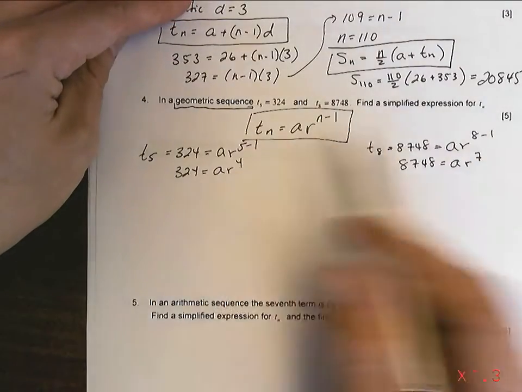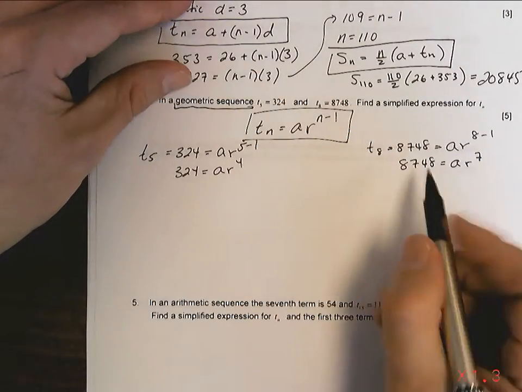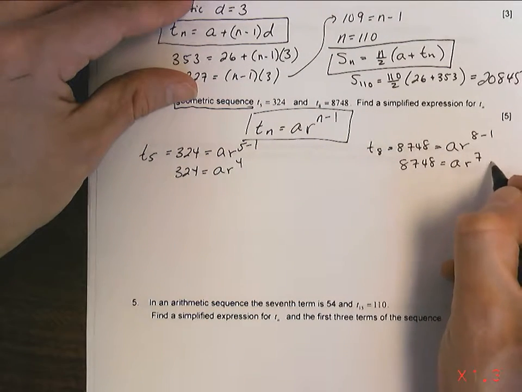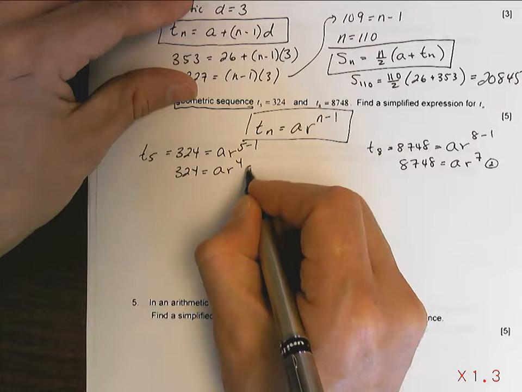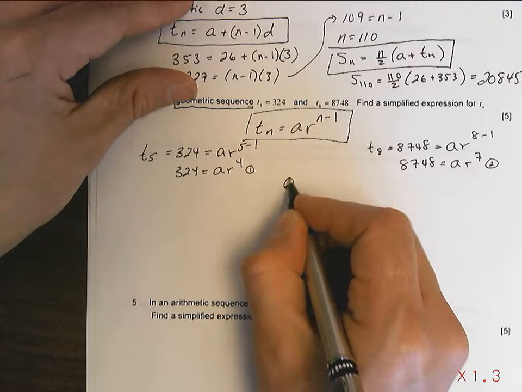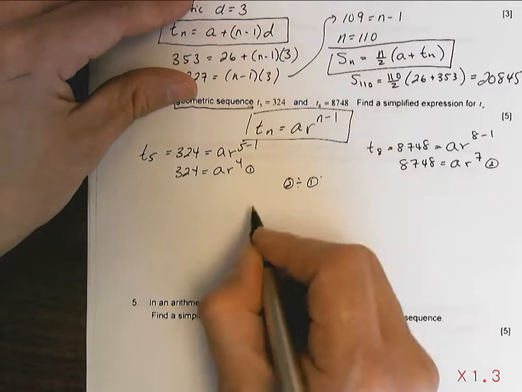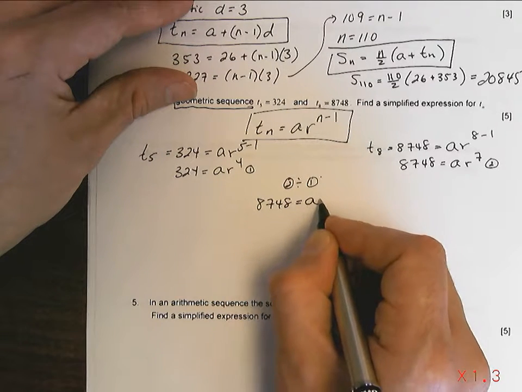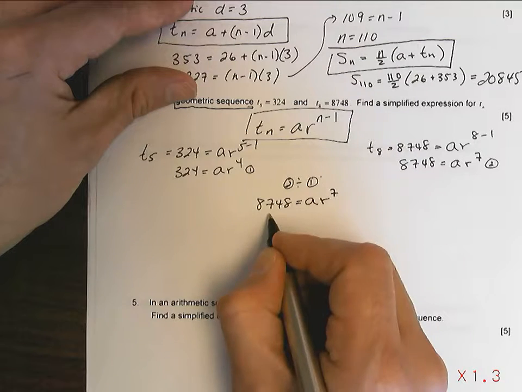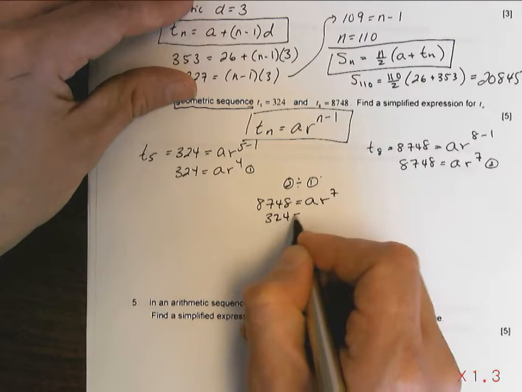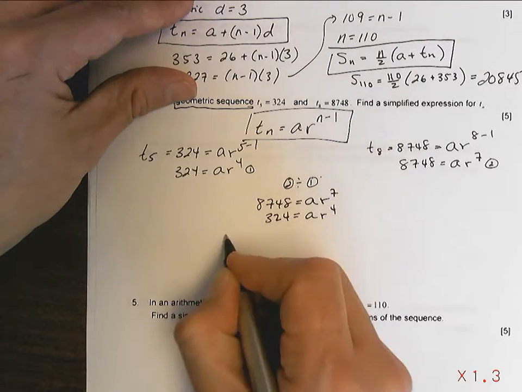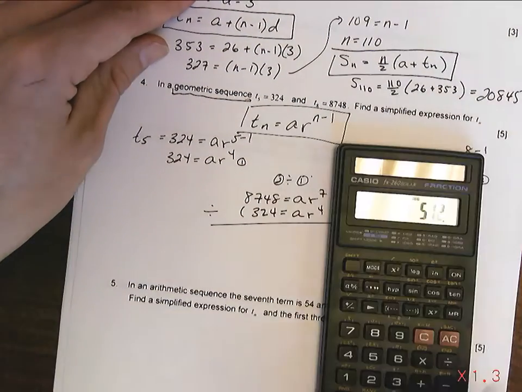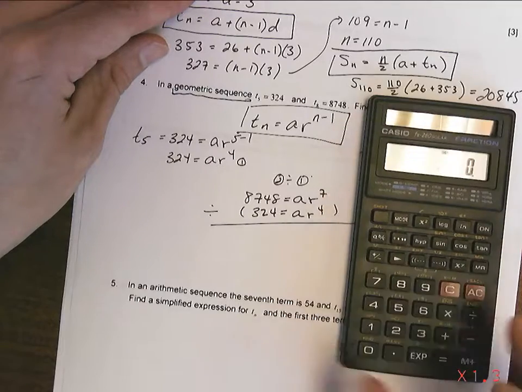We've got 2 equations and 2 unknowns. I'm going to use something called elimination. I'm going to take this equation, which I'm going to call 2, and this equation, which I'm going to call 1, and I'm going to do equation 2 divided by equation 1. 8748 equals a r to the 7, 324 equals a r to the 4, and I'm going to divide them. Ready for this? This is math magic, I'm telling you. Doesn't get any better than this.